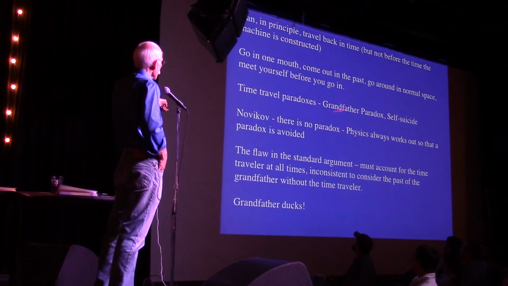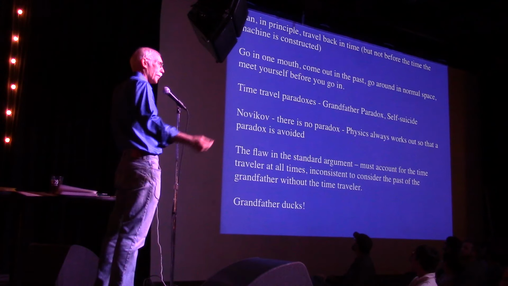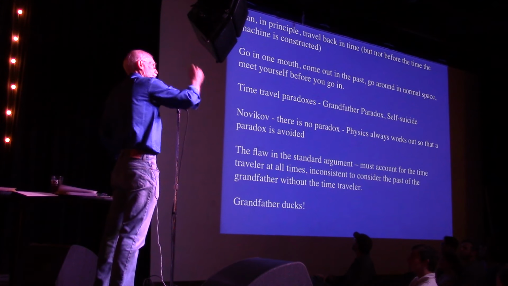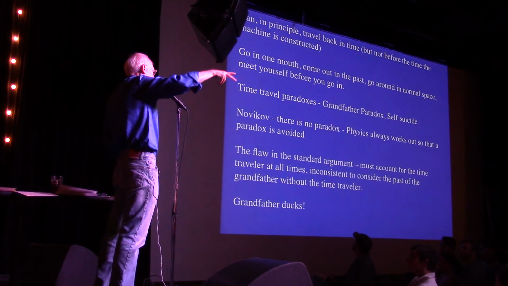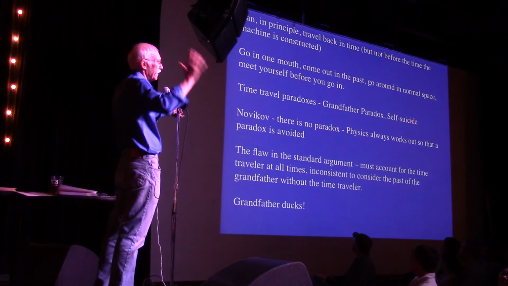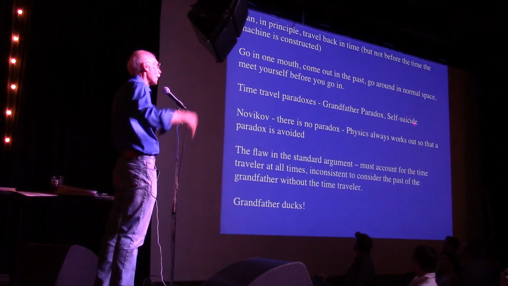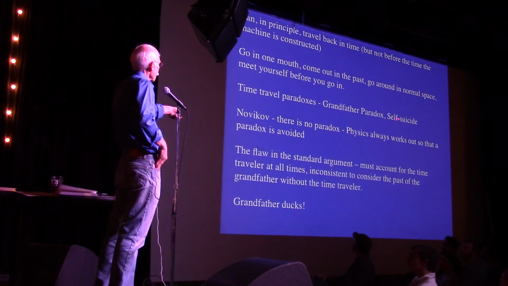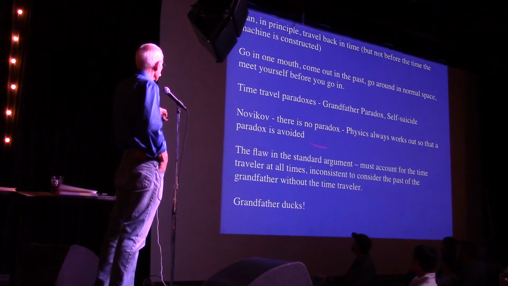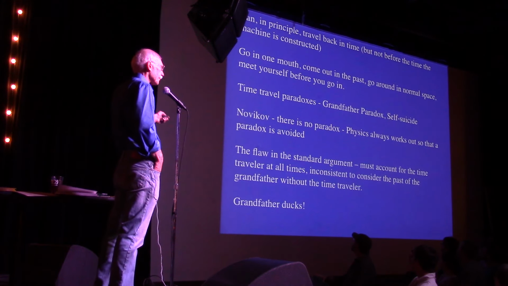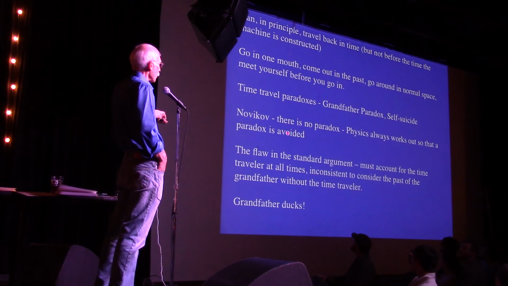There are various time travel paradoxes, like the grandfather paradox. Travel back in time, shoot your grandfather before he marries your grandmother, so you would have never been born to be there to do it in the first place. Thorne said, leave granddad out of this. Go back and shoot yourself. Just a self-suicide paradox. And Novikov's brilliant addition to this was there is no paradox. That physics always works out so the paradox is avoided.